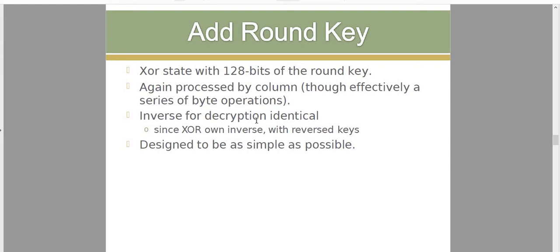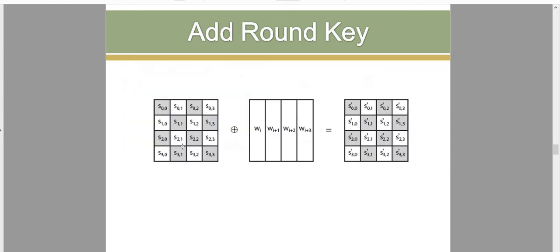So we will go to the diagrammatic representation. As we see, the 4x4 matrix where each column is XORed with a word, and we get the new matrix. Hence this step is repeated as we get word 1, word 2, word 3.